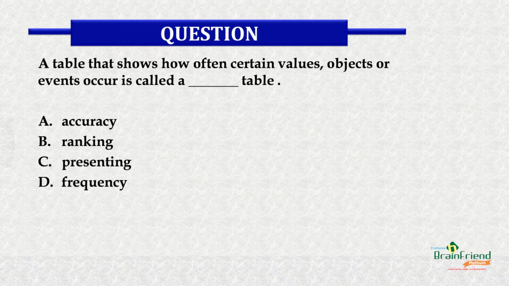Question 2. A table that shows how often certain values, objects, or events occur is called a dash table. A. Accuracy table. B. Ranking table. C. Presenting table. Or option D. Frequency table. The correct answer is option D, frequency table.